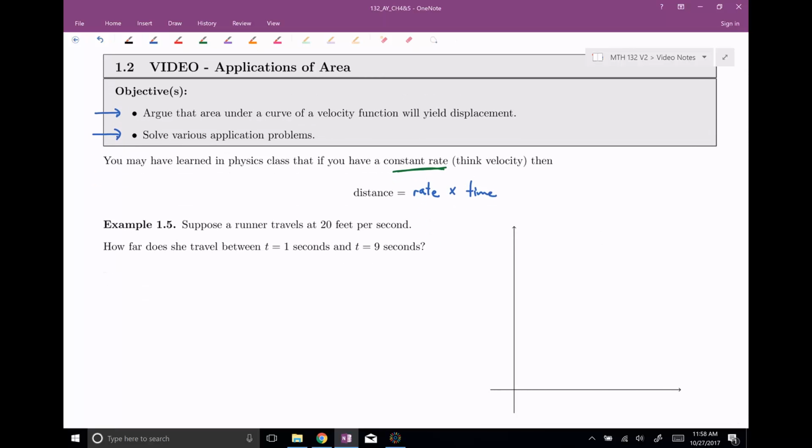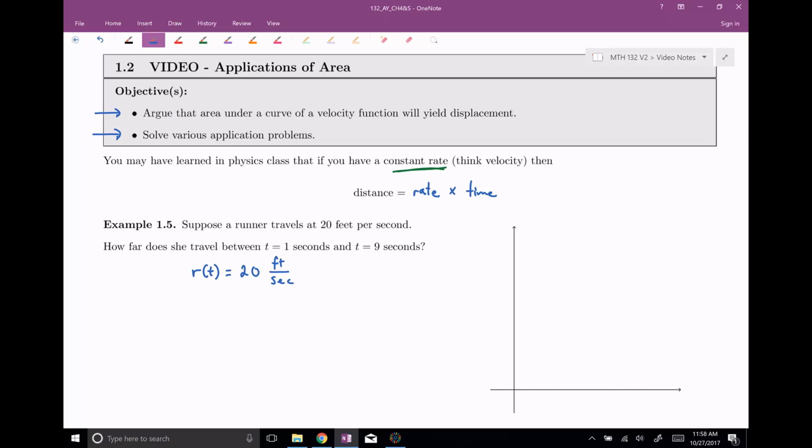Suppose a runner travels at 20 feet per second. So this is a specific rate, a rate of change for the position. In this case, I'm going to say just r of t, and notice that this is not changing with time, that this is a constant 20. So constant 20 feet per second. How far does she travel between t equals 1 second to t equals 9 seconds? So in total, she's traveling 8 seconds, right?